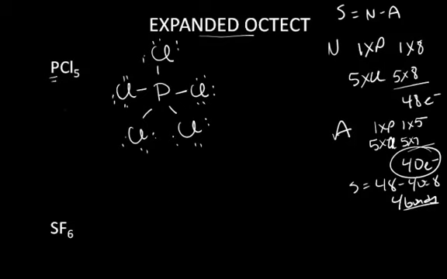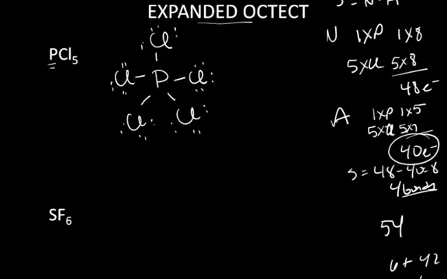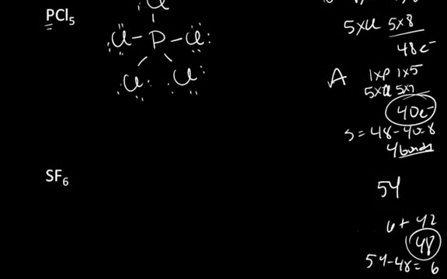There's a similar case with sulfur hexafluoride. When you look at the S equals N minus A rule, the needed is going to be a total of 7 atoms needing 8, so that's 54 electrons needed. And you have sulfur in group 6, and fluorine in group 7. It's 6 plus 42, that's 48 available. And 54 minus 48 equals 6. So it's predicted only 3 bonds, but clearly you have more than 3 bonds.